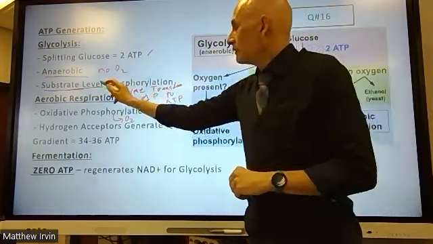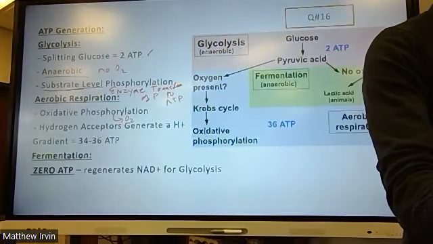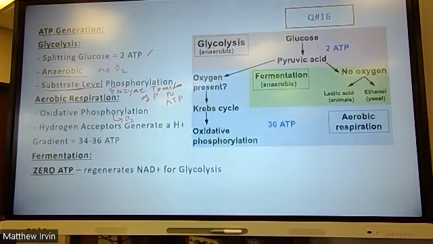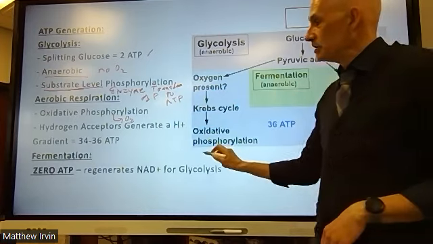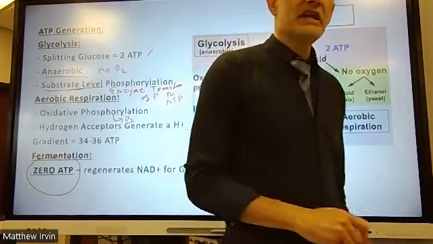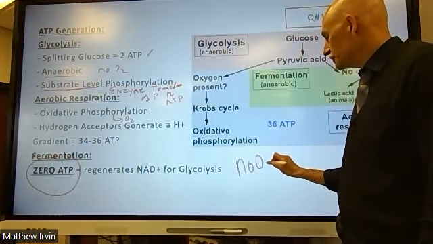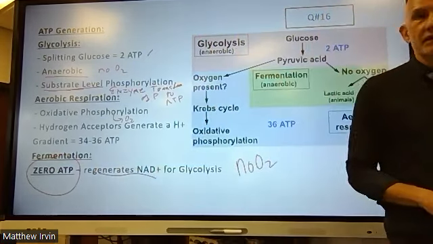So aerobic respiration, 34 to 36 ATP. Krebs is going to make 2. So the electron transport chain is going to make 32 to 34, but I'm combining those together. Fermentation makes 0 ATP. Fermentation is important when there is no O2 to regenerate NAD+ for glycolysis.